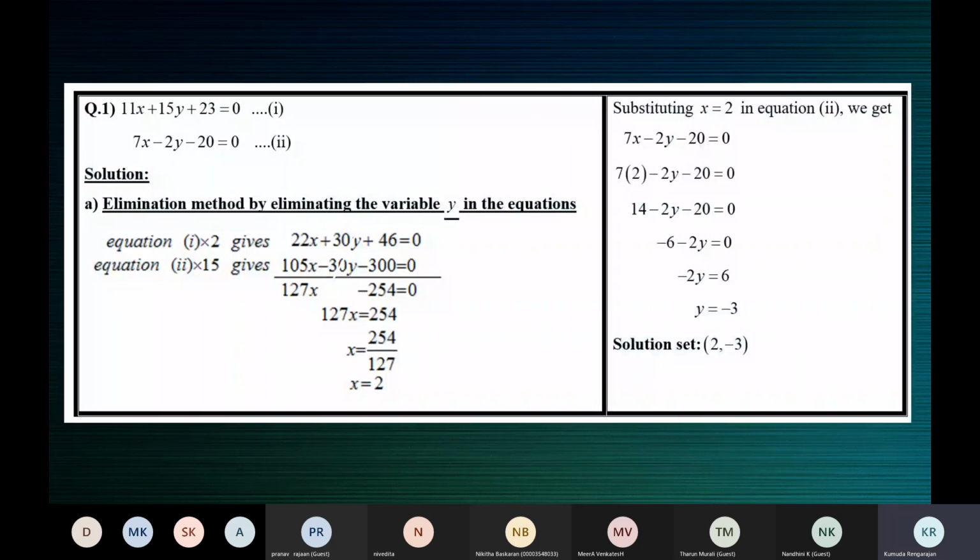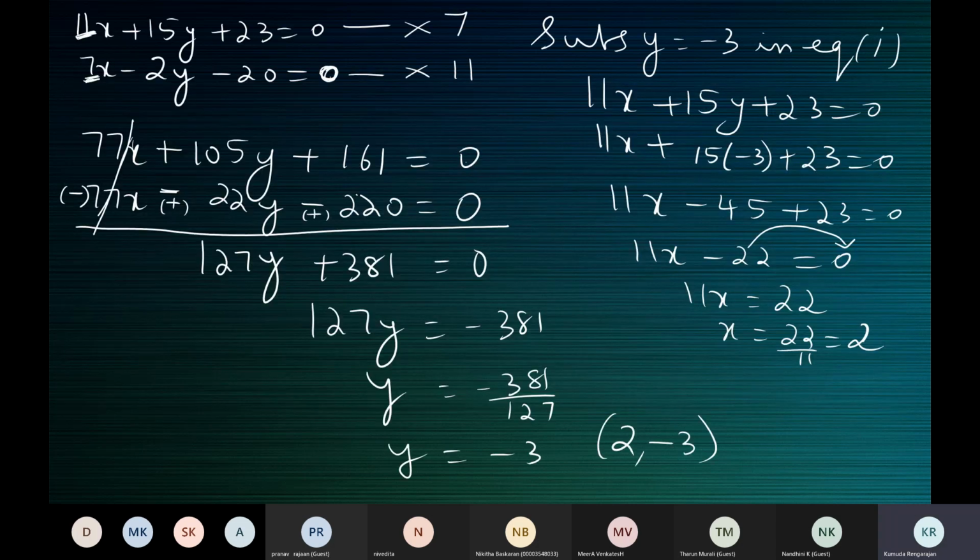And so far we have used the elimination method to find the values of x and y. The elimination method we have done in two ways. In the first case, we eliminated the variable y first. When you eliminate y, you get the value of x first, and then you find the value of y. In the second method, we eliminated the variable x, we got rid of x and found the value of y. And then we substitute and find the value of x.